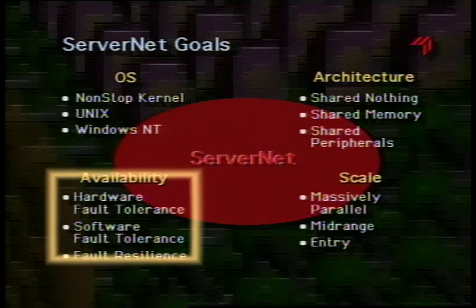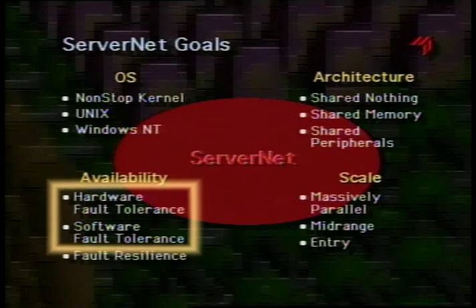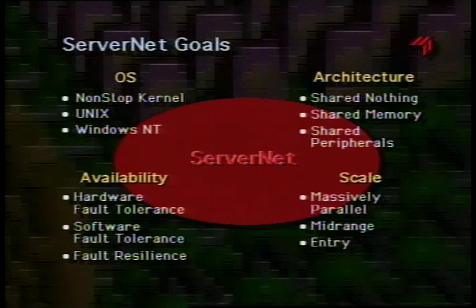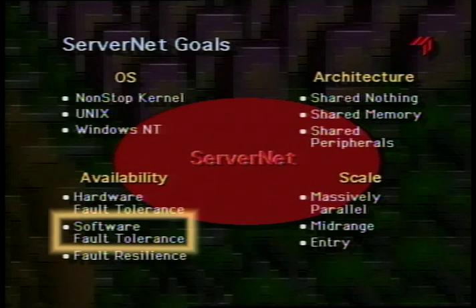In our terminology, fault tolerance means continuous processing despite any single failure in the system, whereas fault-resilient systems may have longer downtime after a failure while the application is migrated to a surviving node. And the difference between hardware and software fault tolerance is in the recovery model. With software fault tolerance, such as in the Tandem NonStop Kernel, checkpoints are sent between process pairs to establish recovery points. If there's a failure in the system, recovery takes place from the last checkpoint to that processor.